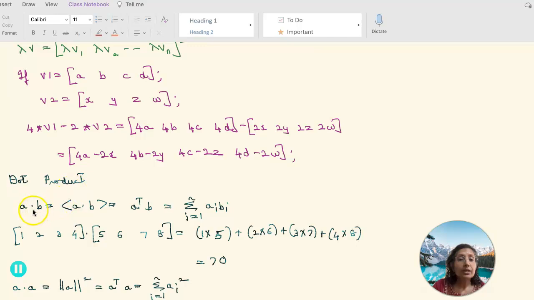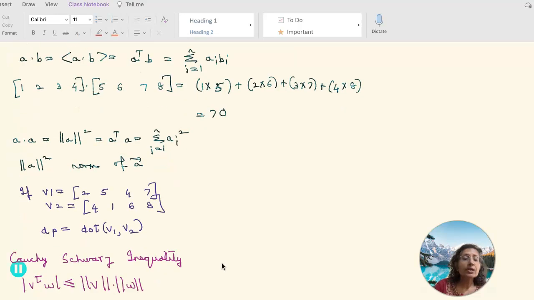Coming to dot product, a dot b is denoted by this symbol in this type of bracket, and this is given by a transpose b, where a is the row vector and b is the column vector. So summation i taking value 1 to n of ai bi. To compute the dot product, you just multiply the corresponding entries and add: 1 into 5 plus 2 into 6 plus 3 into 4 plus 4 into 8. And what is this equal to? When you simplify, you get 70.